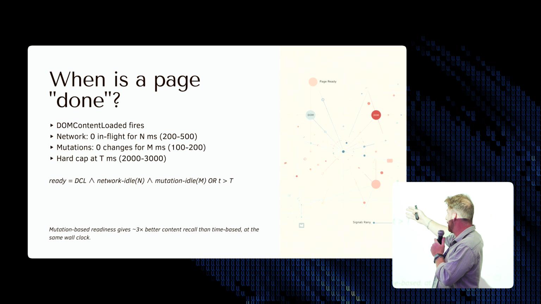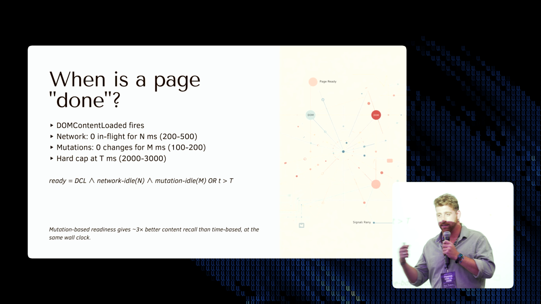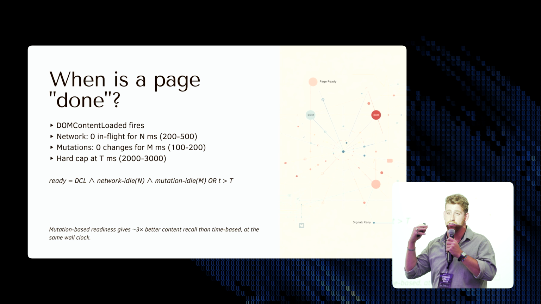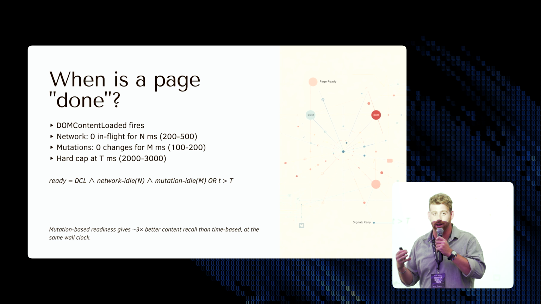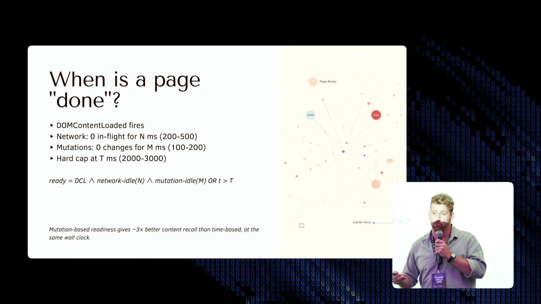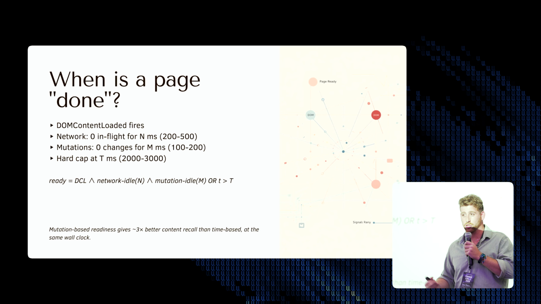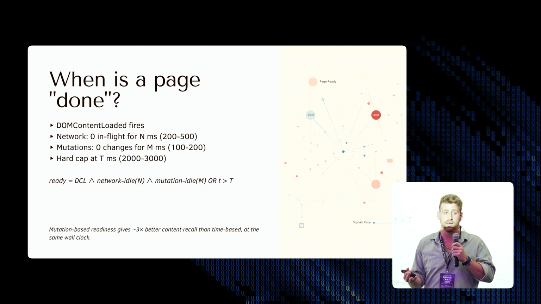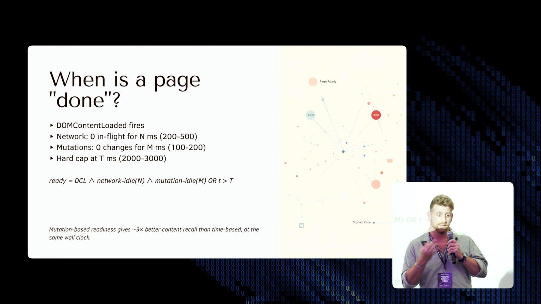You have network, which, as I said, runs JavaScript. So if you have in-flight requests, you can understand that if you don't have any for 200, 500 milliseconds, the network is done. And also for mutations, if you don't change the DOM for 200 milliseconds, it's probably done. So if you take all of them together, you can actually take a page and say that it is done.